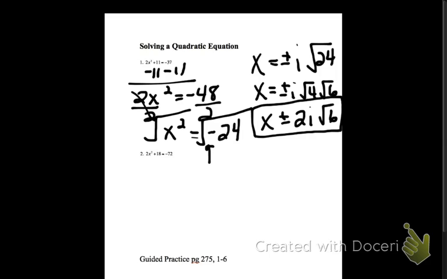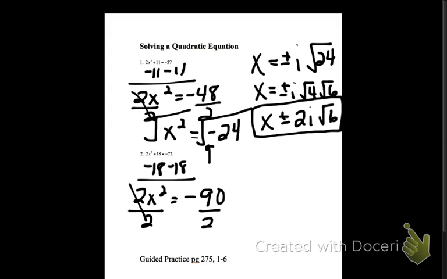Moving down to number 2, same principle. We're going to start by subtracting 18 from both sides. That gives us 2x squared equals negative 90. Divide both sides by 2. x squared equals negative 45.